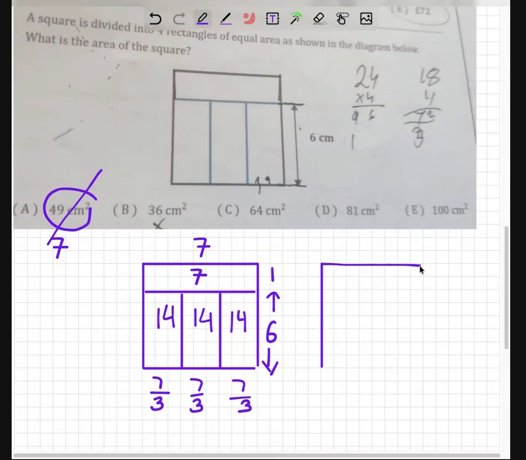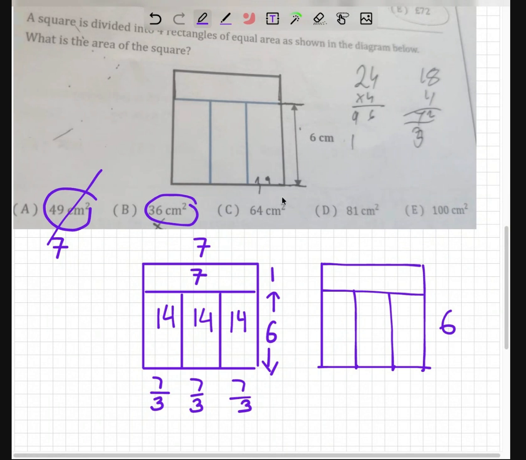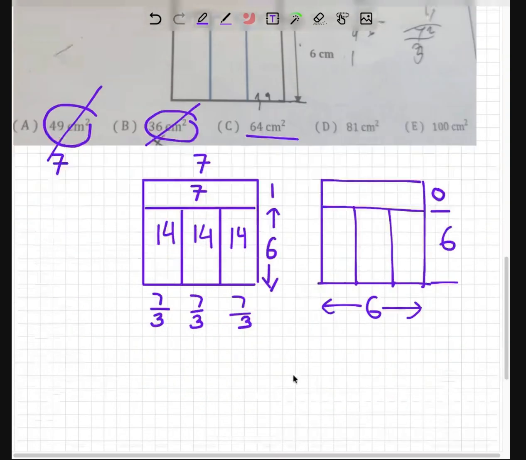So for the other option, I'll try to create a similar type of shape again to show you. Now 36. If the area of the square is 36, the side has to be 6. Now, if the side here is 6, we know this 6 is only till here. The top rectangle cannot have a width of 0. That's impossible, which means this option is straight away gone. Let's now try for 64.